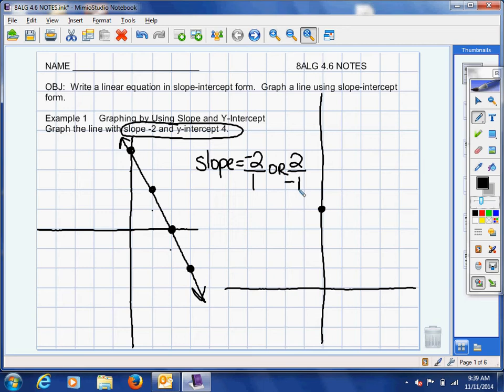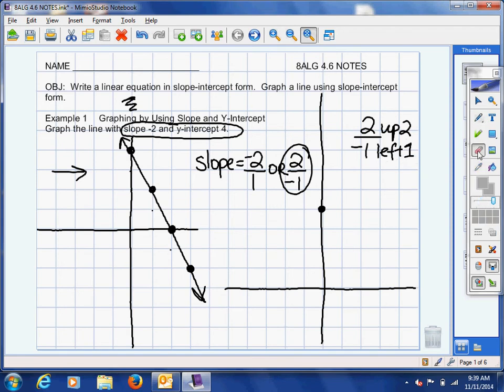So as you notice in the left graph, I really needed to bring my points down. I didn't have a lot of room up here to graph points above the 4. So I brought it down. I came down to right 1, down to right 1. Now I'm going to use that form. I'm going to do positive 2 over negative 1, which means up 2, left 1. Okay? And I'm going to try that.